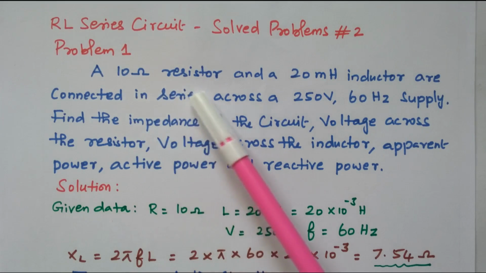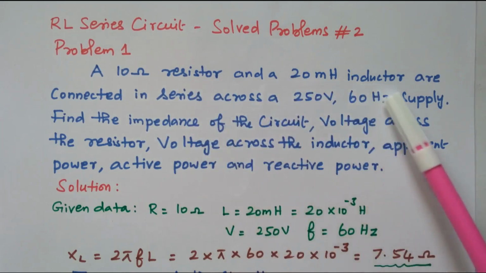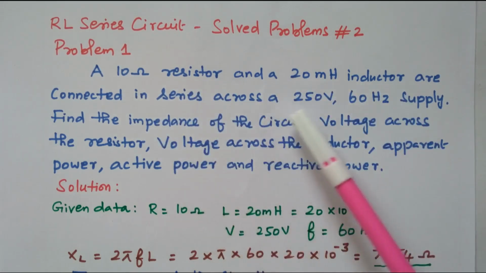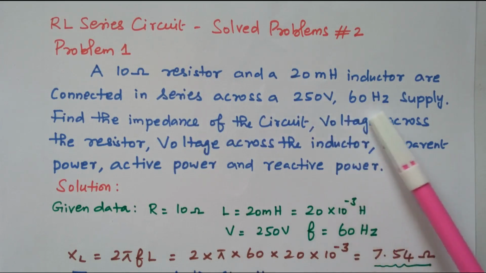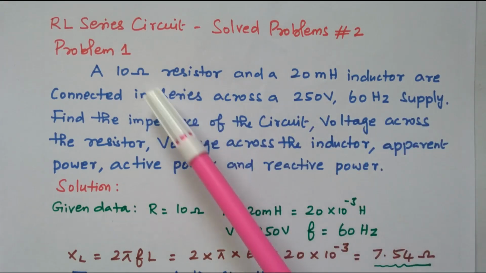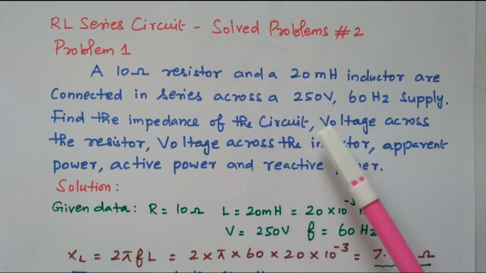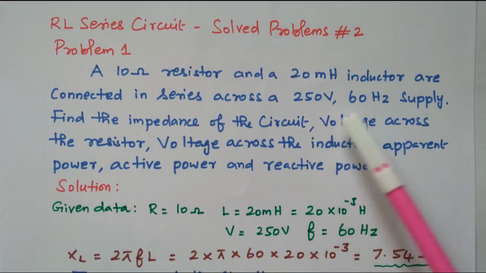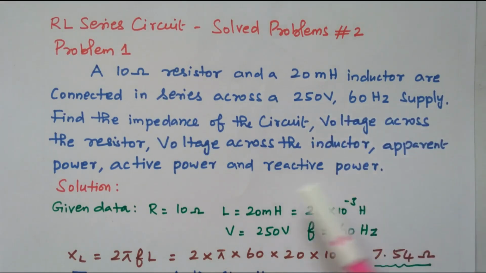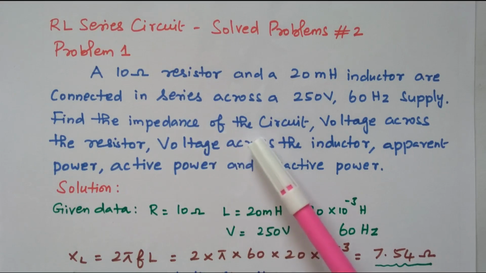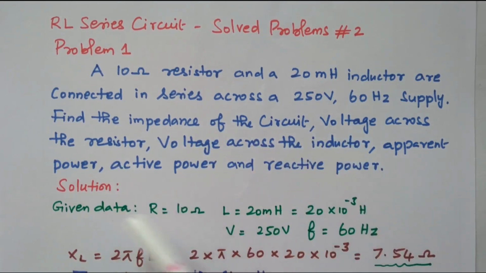A 10 ohm resistor and 20 millihenry inductor are connected in series across a 250 volt 60 Hz supply. We need to find the impedance of the circuit, voltage across the resistor, voltage across the inductor, apparent power, active power and reactive power.